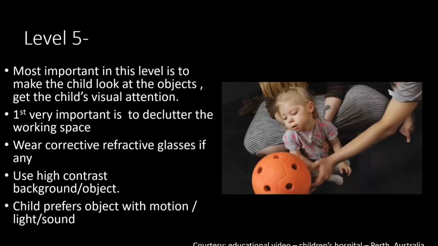So this is level 5. Most important, before you do any intervention, it is very important that there is decluttering of the working space. So there shouldn't be crowding. It should be a black and white background, preferably a higher contrast background or object. The child will prefer the object with motion or light or any sound to grab the attention.